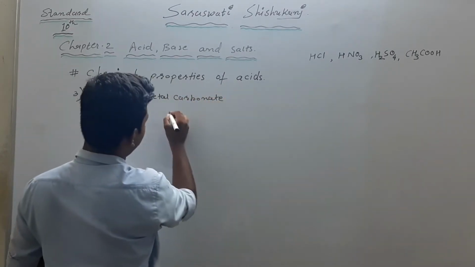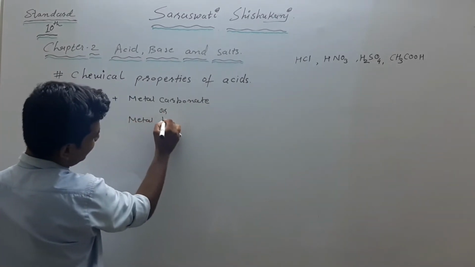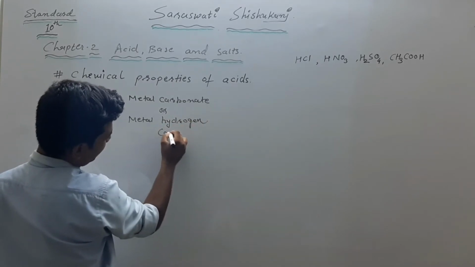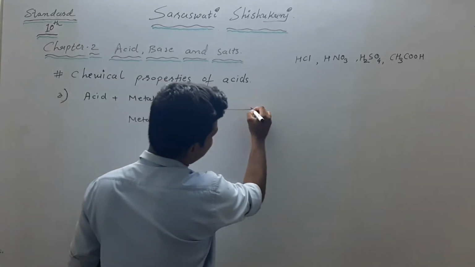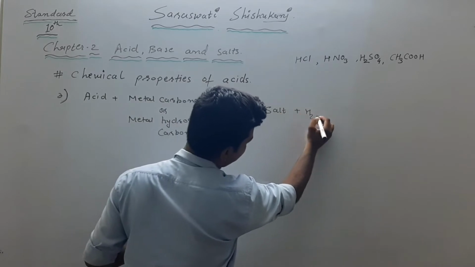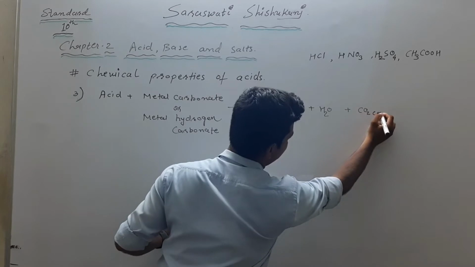Our third chemical property of acid is when acid reacts with a metal carbonate, or it reacts with a metal hydrogen carbonate, which is also called metal bicarbonate. As a result, we will get salt plus water plus carbon dioxide gas.